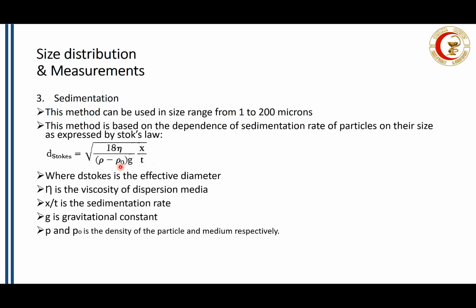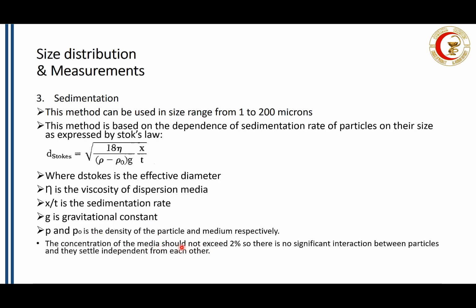The viscosity of the dispersion medium will be prepared previously, so it is a known factor. The sedimentation rate will be measured. The gravitational constant is constant, and the density of both the particles and the medium is also known. Usually we use a concentration that does not exceed 2%. That is, we don't add particles more than 2% to the medium. Why? To prevent the interaction between particles, so they settle independently from each other.